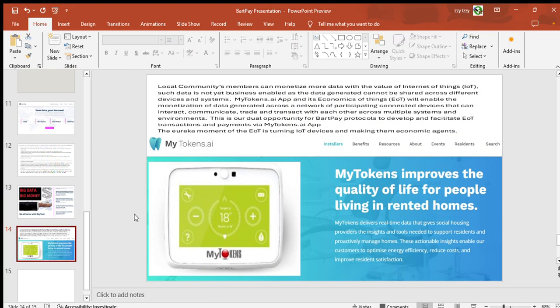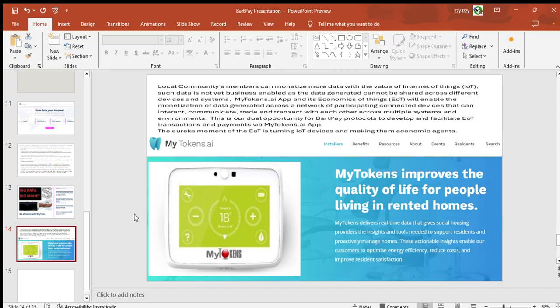But to finalize, there are other ways for people to monetize their valuable data. Local community members or local complementary currency members can monetize more data with the value of Internet of Things. These Internet of Things devices installed in their houses or cars have data that is not yet business enabled, as the data generated cannot be shared across different devices and systems yet.